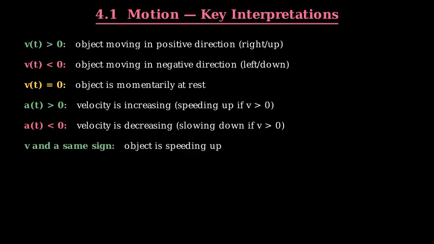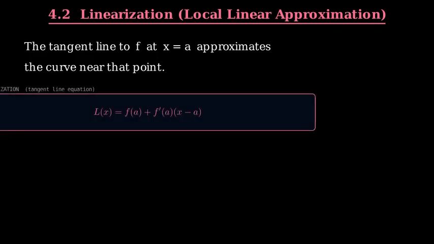Related rates, worked example. Problem. A circle's radius is growing at 3 centimeters per second. How fast is the area increasing when r equals 5 centimeters? A equals pi r squared. Differentiate. dA over dt equals 2 pi r times dr over dt. Given information, dr over dt equals 3 and r equals 5. Substitute. dA over dt equals 2 pi times 5 times 3 equals 30 pi, which is approximately 94.2 square centimeters per second.